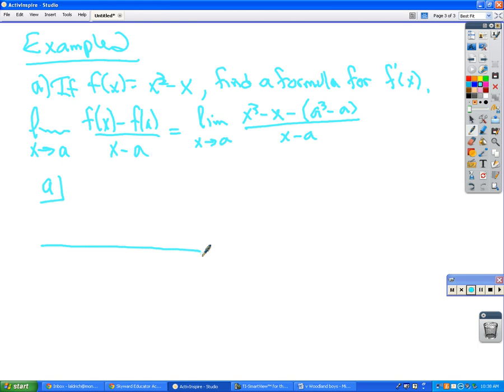This is x cubed, so that's a 1. Then 0, because there's no x squared, so you have to have a 0 in there. Then the x coefficient is minus 1, and for the constant coefficient I'm going to distribute the negative sign through, so it's negative a cubed plus a.